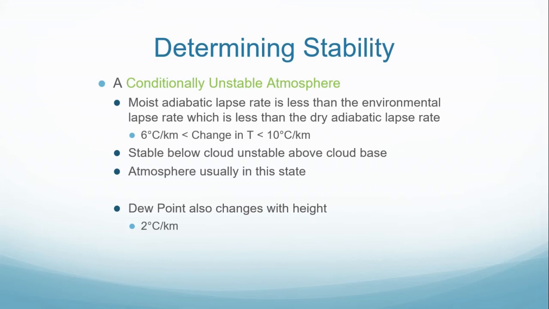What we usually see with this is that below a cloud, the atmosphere is actually stable, but above a cloud base, it becomes unstable. Recall that the environmental lapse rate on average is 6.5 degrees Celsius per kilometer. And this lies right in between the 6 and 10 degree range. So our atmosphere on average is actually conditionally unstable.